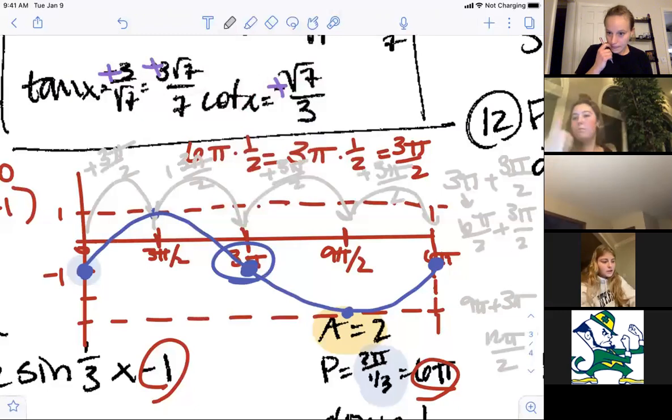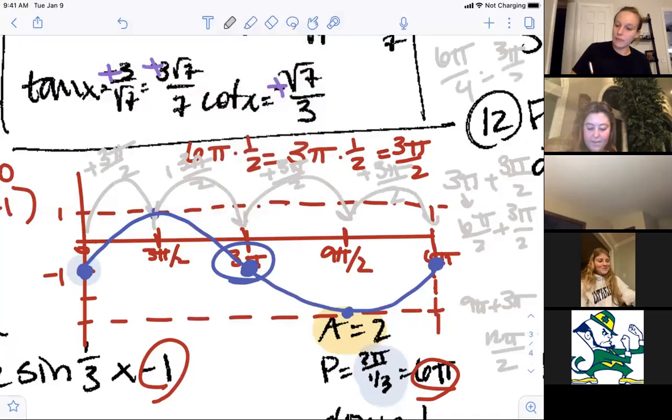Okay. So you just divide the period by 4 to get the interval? Yeah. That's a good point. If we had just done 6 pi divided by 4, it would have been 3 pi over 2, and that would have been our jump. It's a good idea, Brooke.